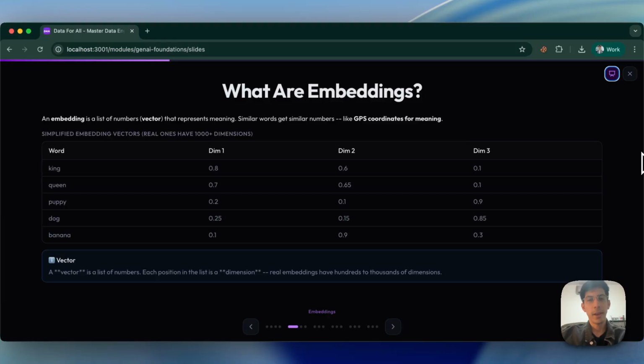Look at the table. These are hugely simplified examples. Real embeddings have hundreds or thousands of numbers, not just 3. But the idea is the same. King and queen have similar values because they are both royalty. Puppy and dog are close because they are both, well, dogs, right? But king and banana have very different numbers because their meanings have nothing in common. The reason this matters is that computers cannot understand words directly. They need numbers. Embeddings are how we convert human language into numbers that capture actual meaning, not just random IDs.